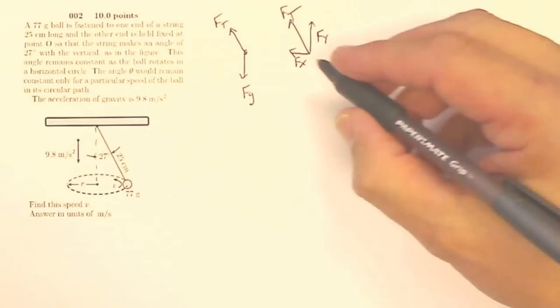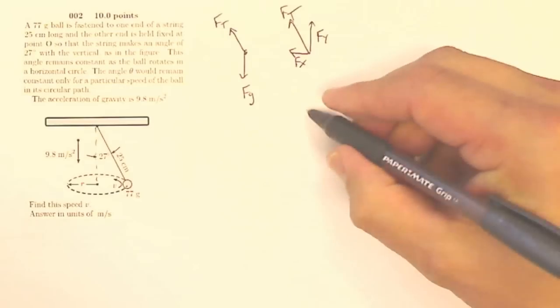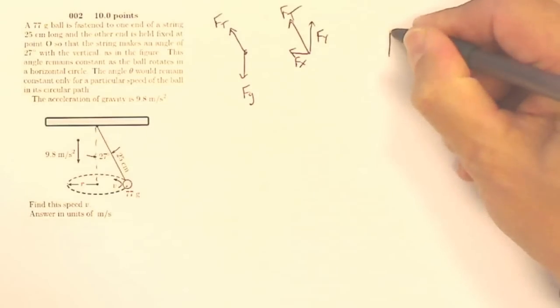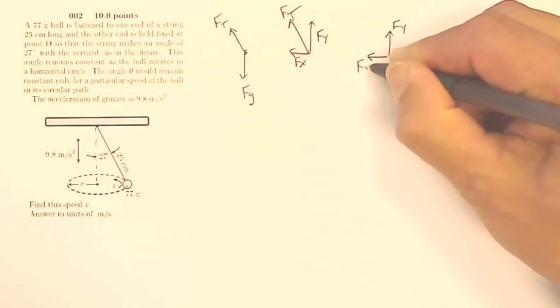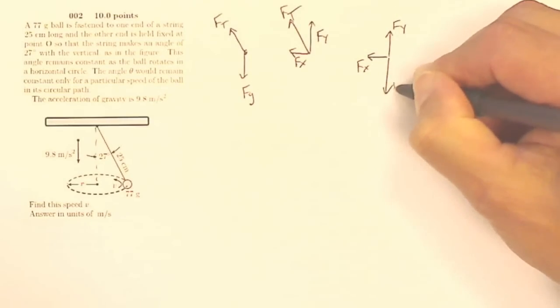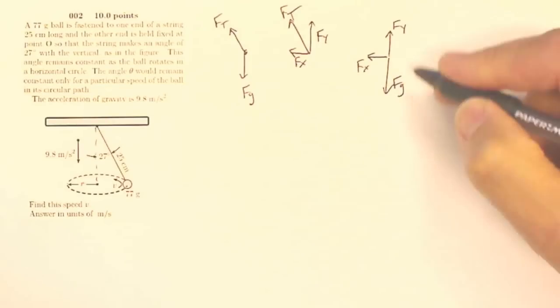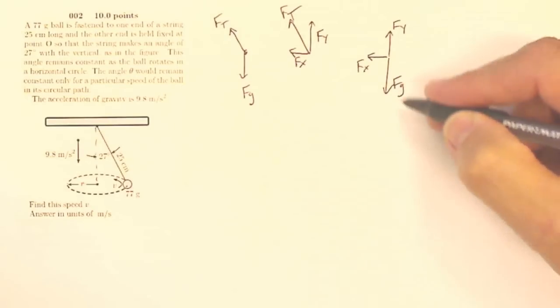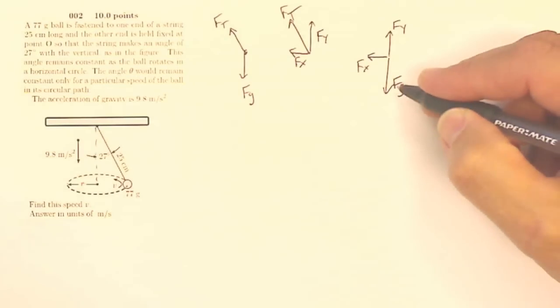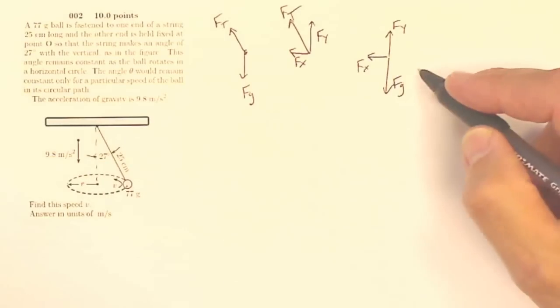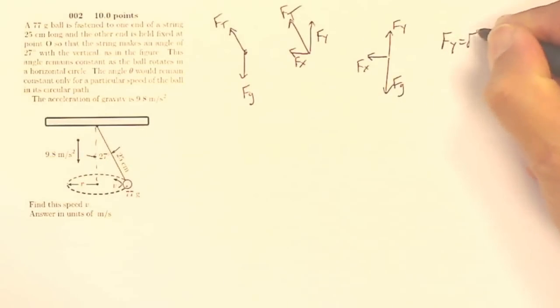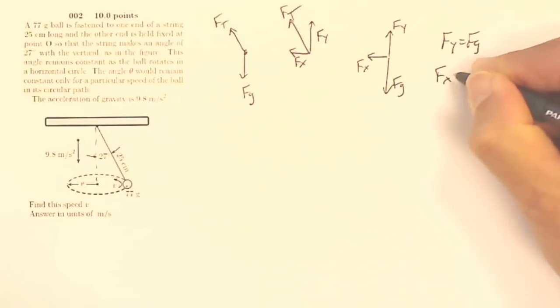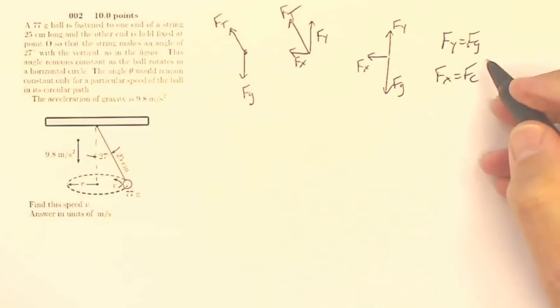So let me redraw my free body diagram. Now I've got a force in the y direction, a force in the x direction, and a gravitational force. I know that my force y has to equal my force gravitational because my up has to balance my down, because it's staying in this horizontal circle, and my x force has to equal my centripetal. So Fy equals Fg and Fx equals Fc.